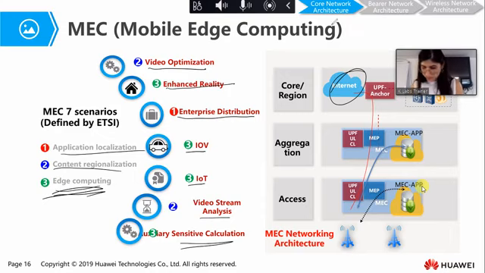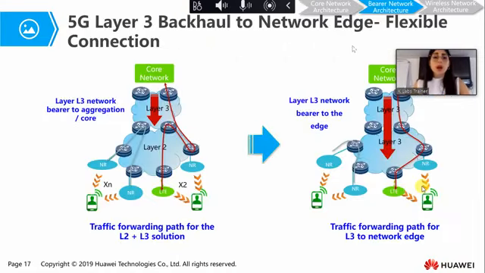So we talked about the core network architecture, but we also have some changes from the bare network architecture. So on the bare network, which is the first change that we will see. Let us consider this picture.